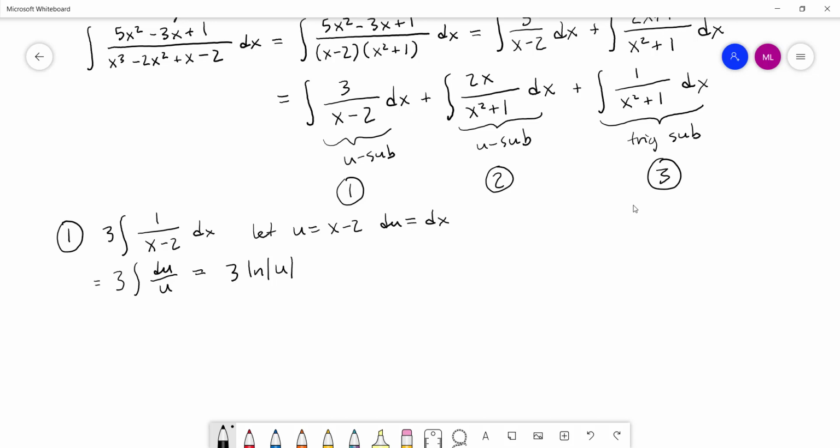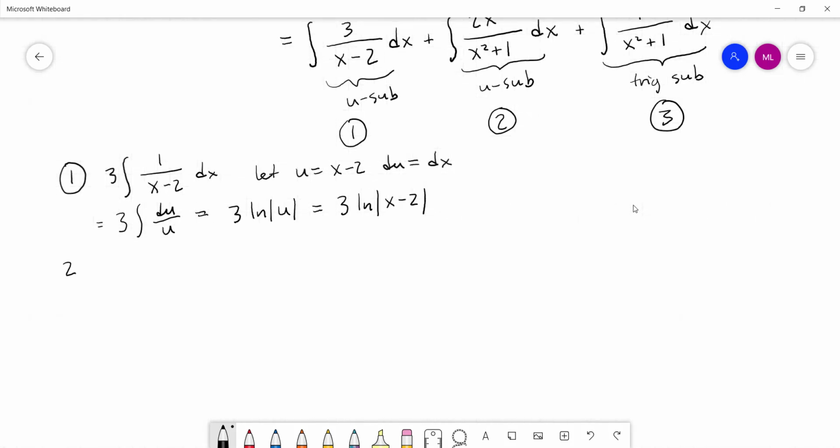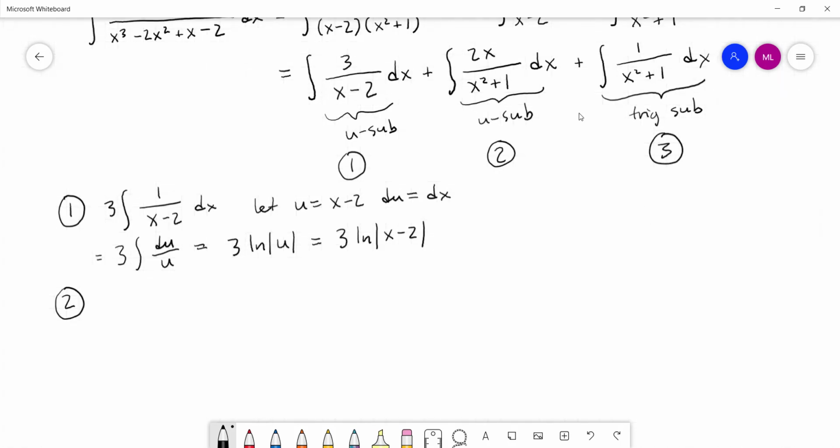And that's going to be 3 natural log of the absolute value of u. I'm going to forget about the plus c's until the very end, so just keep that in mind. I'm not going to write the plus c here. We'll just add that in at the very end of this problem. And that is 3 times the natural log of the absolute value of x minus 2. So there's that portion. The second portion is similarly easy, and it's very convenient. I even have the factor of 2 that I needed already. So I'm going to have the integral of 2x over x squared plus 1 dx. I'm going to let u be the whole denominator.